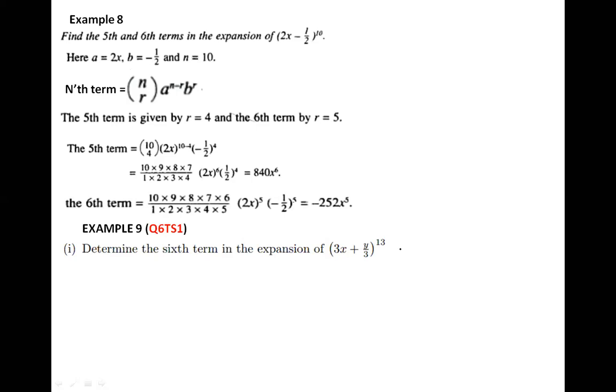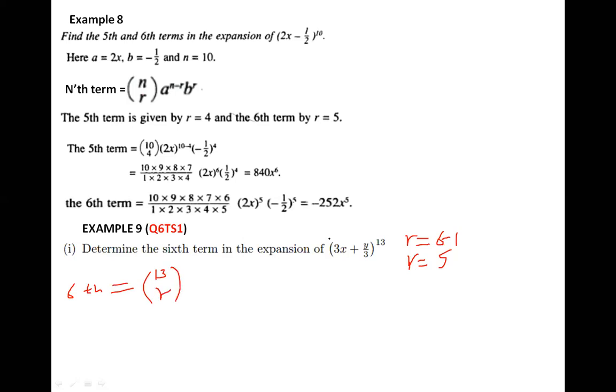How do you find your R? Since we've been taught to find the sixth term, you say R is equal to 6 minus 1. So the value of R there will be 5. Then you replace in the formula. The sixth term will be given by the formula here, n choose R. My n there is 13. So 13 choose R, which is 5.